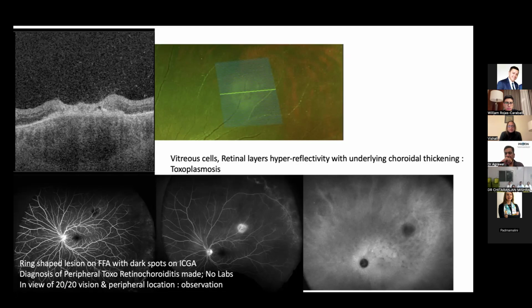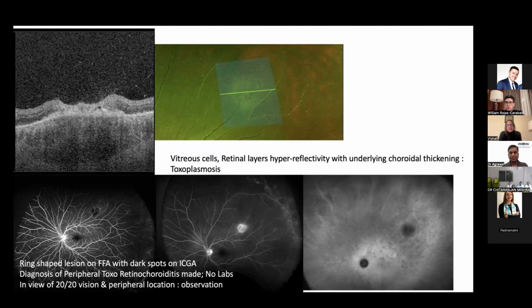We also did fluorescein angiography, as you can see in the bottom panel. It showed a ring-shaped lesion on fluorescein angiography, and ICG showed these dark spots, which personally I don't think are very typical for toxo, but they have been reported in toxo. So based on these findings, the diagnosis of peripheral toxo was made, and I did not do any labs. The vision was 20/20, lesion was peripheral, so I decided to observe.